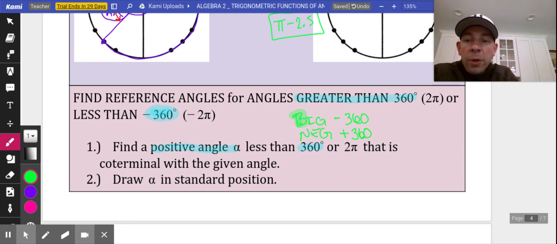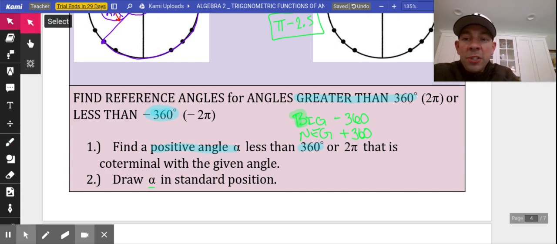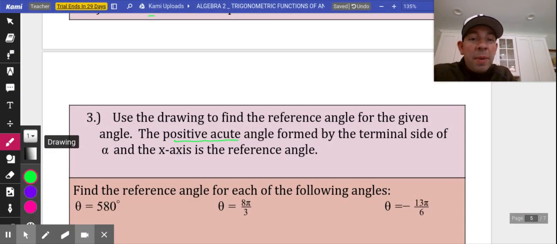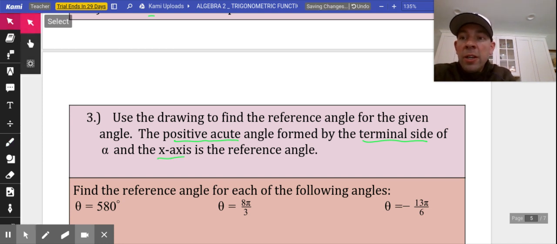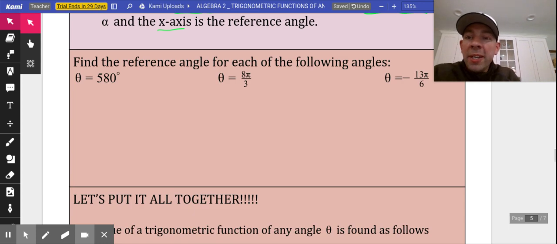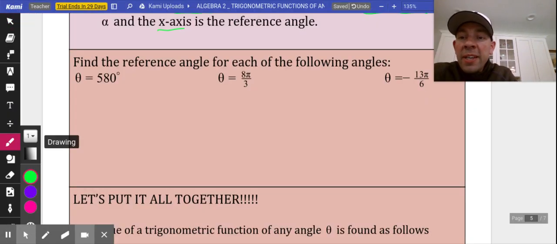angle, okay? We're going to draw that new angle in standard position and then use that drawing just like we've been drawing to try to find a positive acute angle that measures the distance between the terminal side and the x-axis, okay? So let's see if we can put that into motion, because again, that sounded confusing when I said it out loud. Okay, you'll notice this angle is very big.